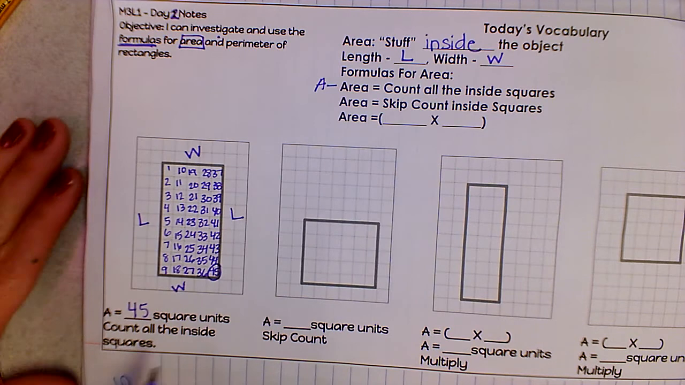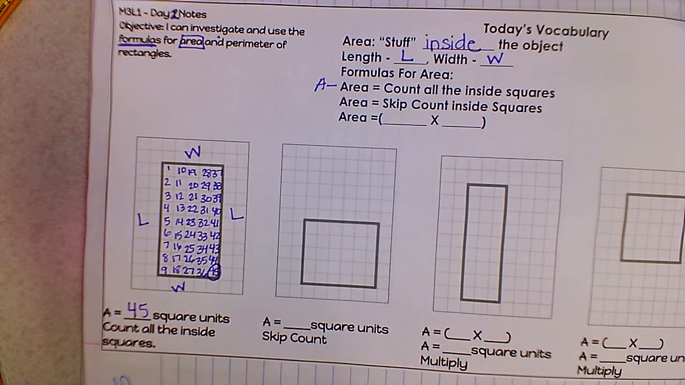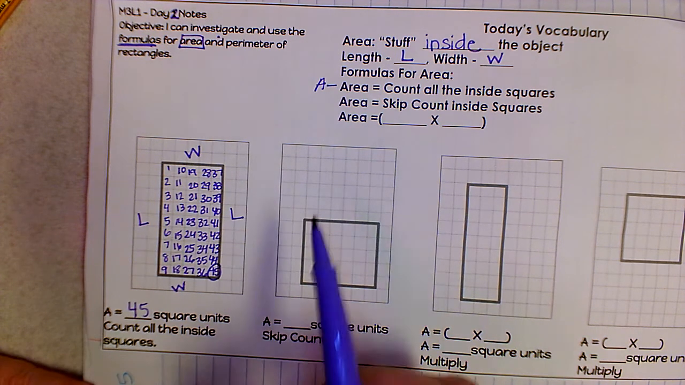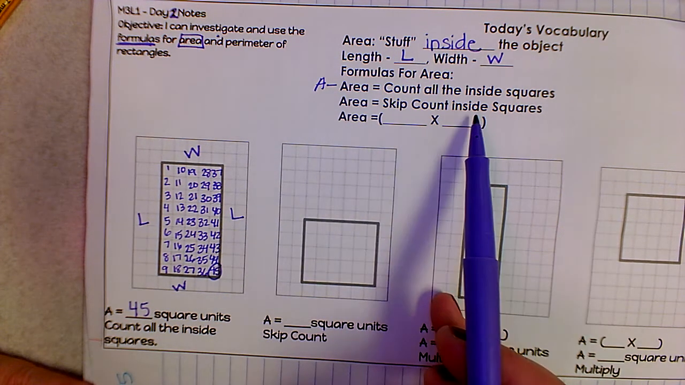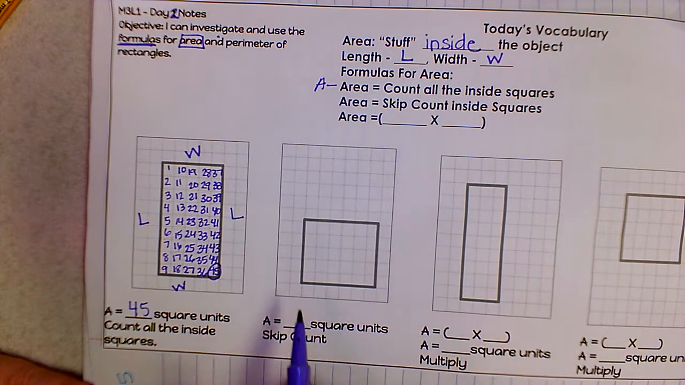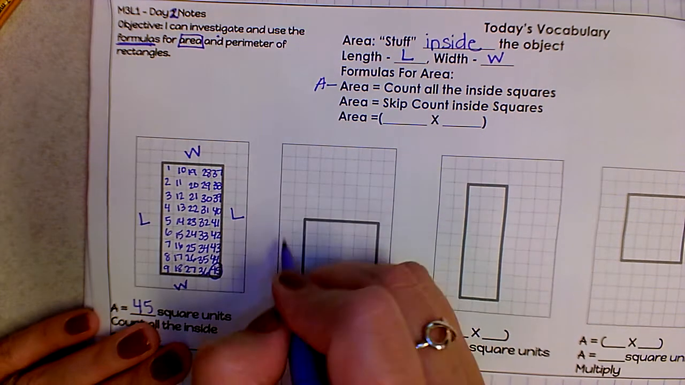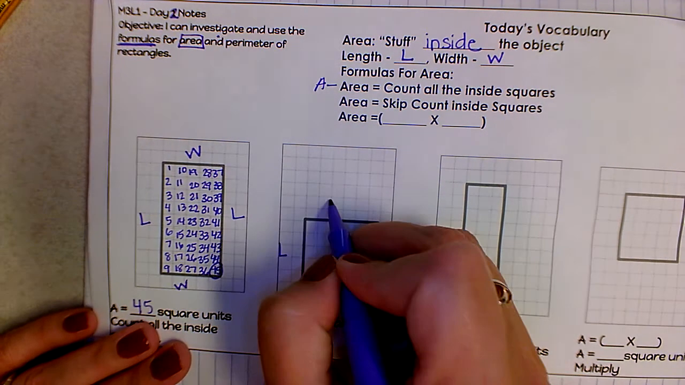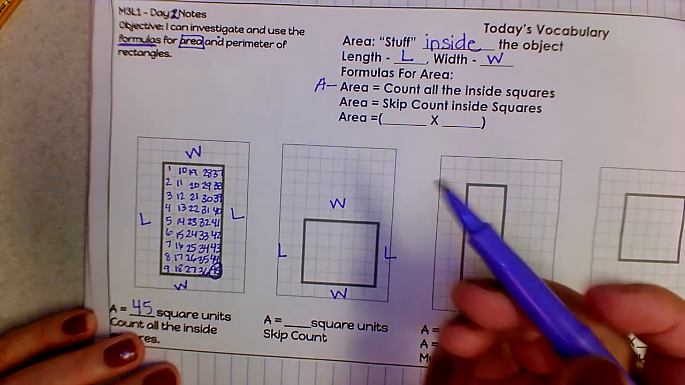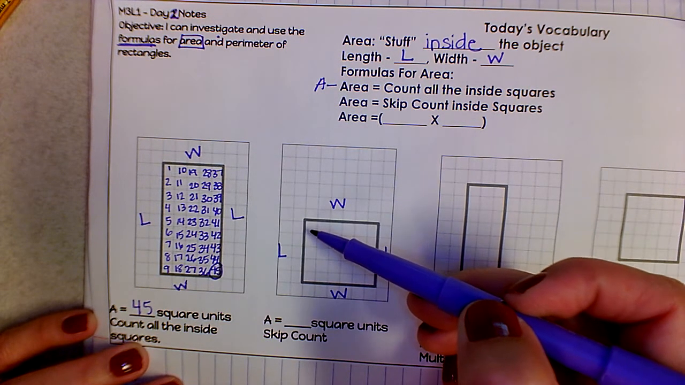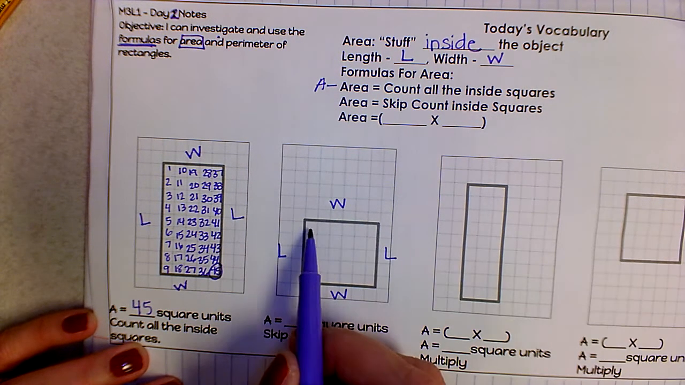Now, I counted all the inside squares. Now, that took me a little while, right? Well, we could also try something a little different, okay? Another formula we could do is by skip counting inside the squares, okay? So I'm going to come here. I've got my length, my width, right? So I'm going to see how many squares down. So 1, or we could say how many across?